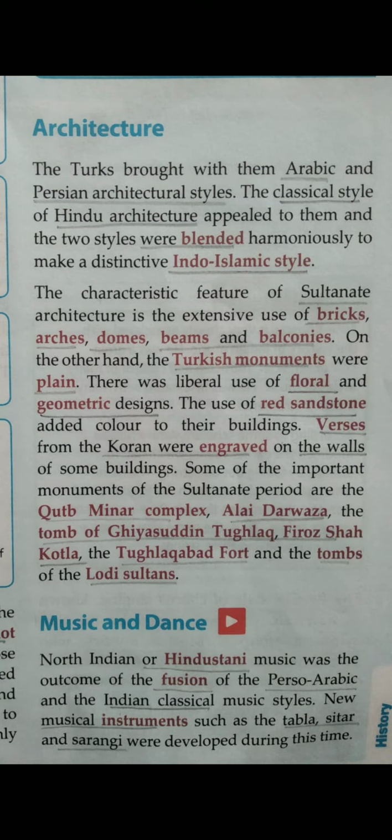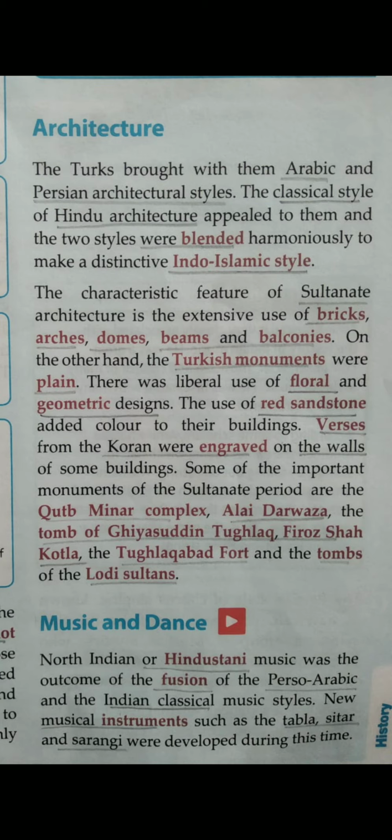On the other hand, the Turkish monuments were plain. There was liberal use of floral and geometric design. So they made liberal use of these floral and geometrical figures. The use of red sandstone added color to the buildings. In order to add color to the buildings, they used red sandstone.